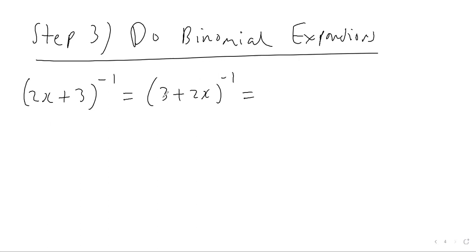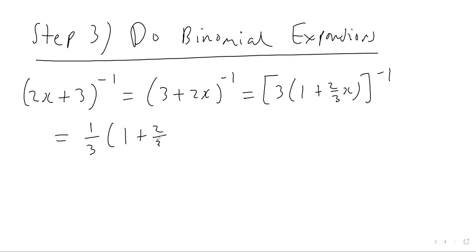We've got to factor out this 3 in order to use our formula. So factor out the 3, we get 3 times 1 plus 2 over 3x, and that's all to the power minus 1. So we're going to get 3 to the power minus 1, which is actually just 1 over 3. So 1 over 3 times 1 plus 2 over 3x, all to the power minus 1. Now we can do our binomial expansion.